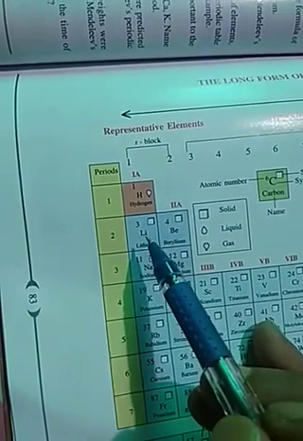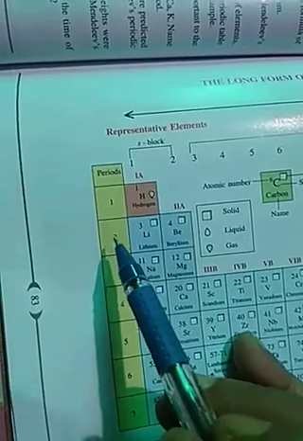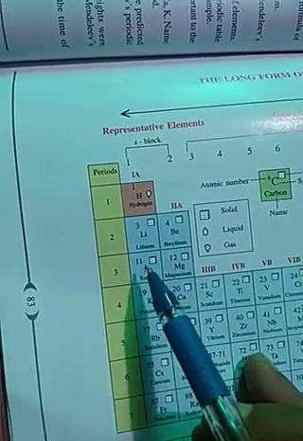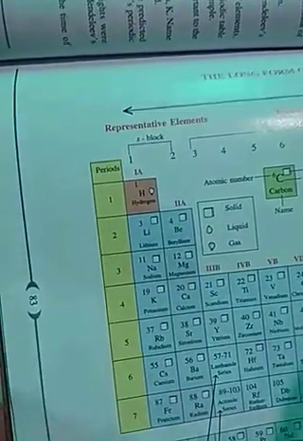Lithium's configuration is 2, 1. There are 2 shells, so it is an element of period 2. Sodium has 2, 8, 1. There are 3 shells, so this will be an element of period 3, and so on. Therefore, the number of shells determines which period they belong to.